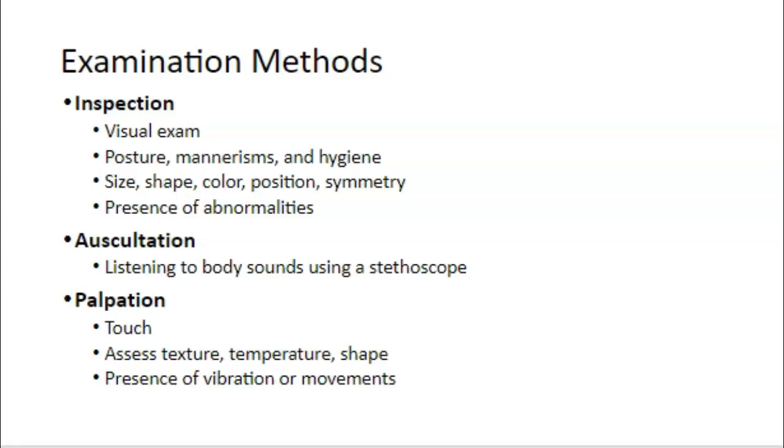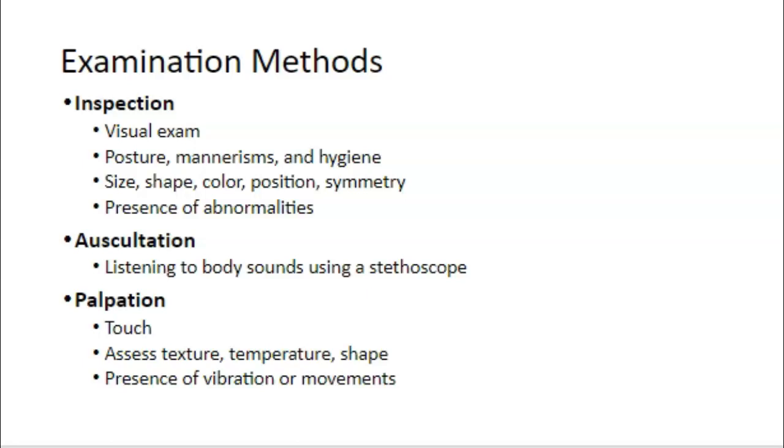Now remember, auscultate means to listen, and we use the stethoscope to do that. Okay, so you're going to be listening to certain body sounds. The areas that we auscultate would be the lungs, would be the heart. You can auscultate the abdomen for bowel sounds.